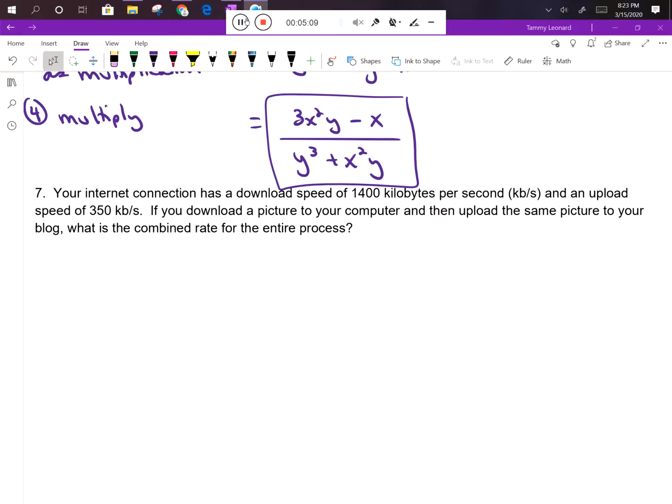Okay, so notice they're not telling us how many kilobytes are being uploaded or downloaded, but they are telling us that we're downloading a picture and then uploading the same picture. So the implication is that however many kilobytes of data are in this picture, we're downloading that same amount and then uploading the same amount. So it's a consistent thing.